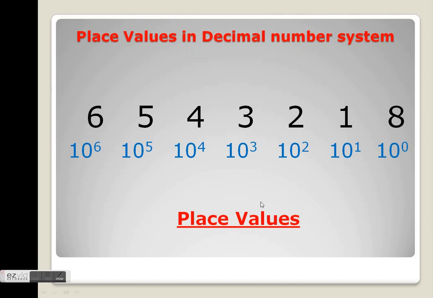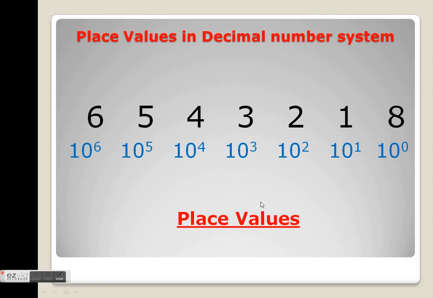Students, now let's understand the concept of place values. Students, the value of any digit in a number depends upon the place in which it is placed in that number. The place values of different places of number are visible on your screen. The place value of the rightmost digit is 10 raised to the power 0, or it is also known as ones.